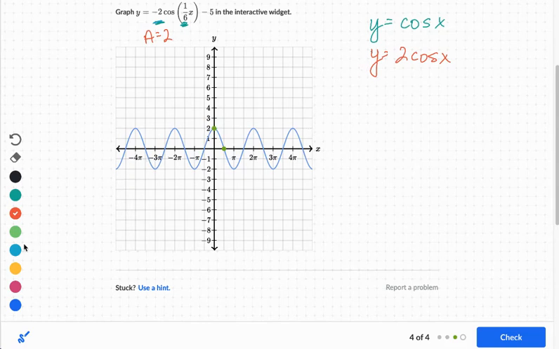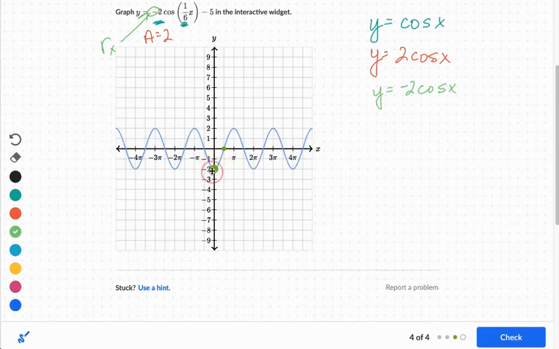Now that negative out front: y equals negative 2 cosine of x. This negative does a reflection across the x-axis. I'm just going to use our little shorthand, r sub x. So let's take this and do that. There is y equals negative 2 cosine of x, starting at the minimum value, amplitude of 2, and the period is 2 pi here.